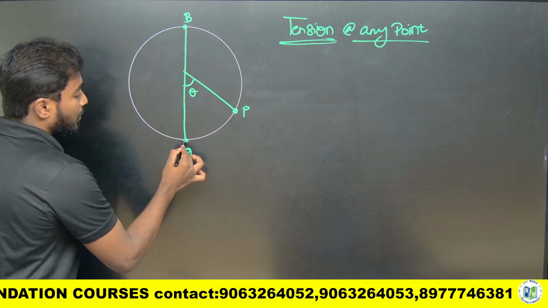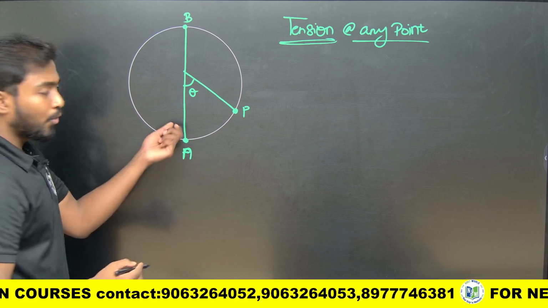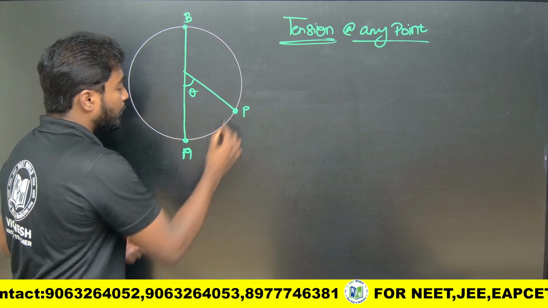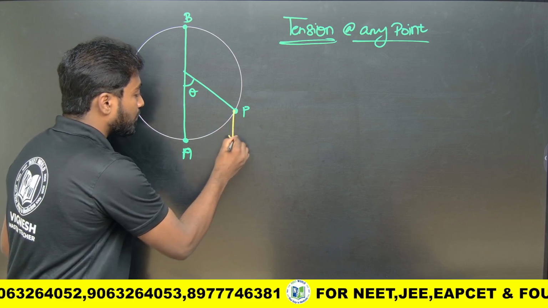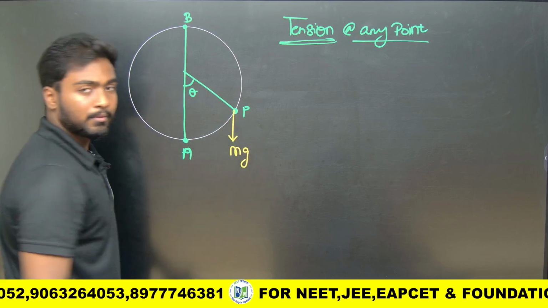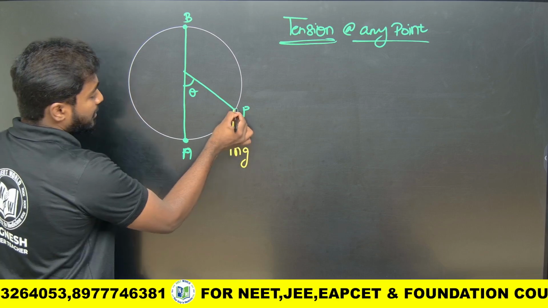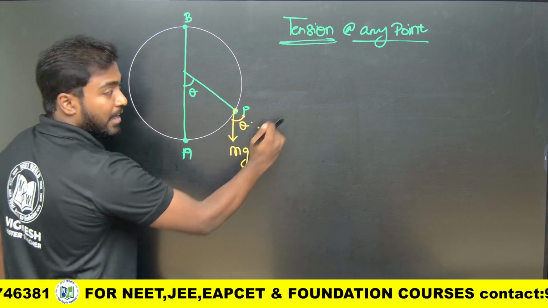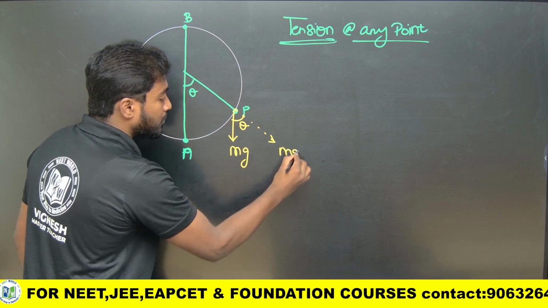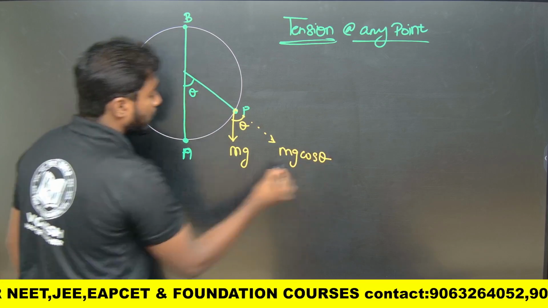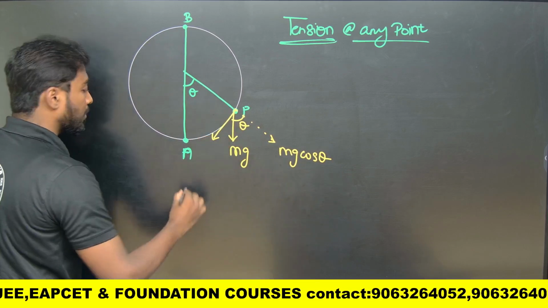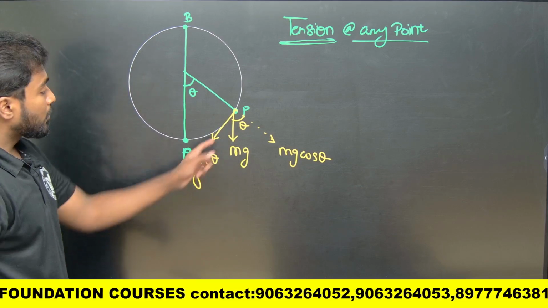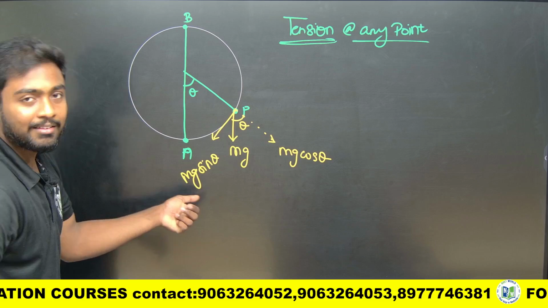So if I consider this is the object, due to weight it will be mg. If I consider here due to weight, I will say this is mg, right. So if I extend this one, this is theta. So if I take the components, this will be mg cos theta, and this one will be my mg sin theta. So mg cos theta, mg sin theta.